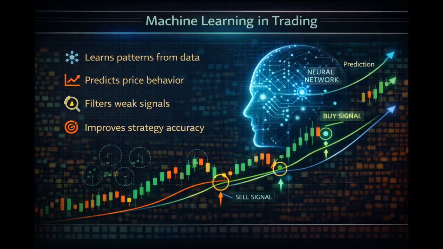Advantages of machine learning in trading. Machine learning provides several advantages in trading systems. Pattern recognition. Machine learning models can detect complex patterns that are difficult for humans to identify. Adaptability. Models can adapt to changing market conditions by retraining on new data. Automation. Machine learning enables fully automated trading systems capable of generating signals without manual analysis.